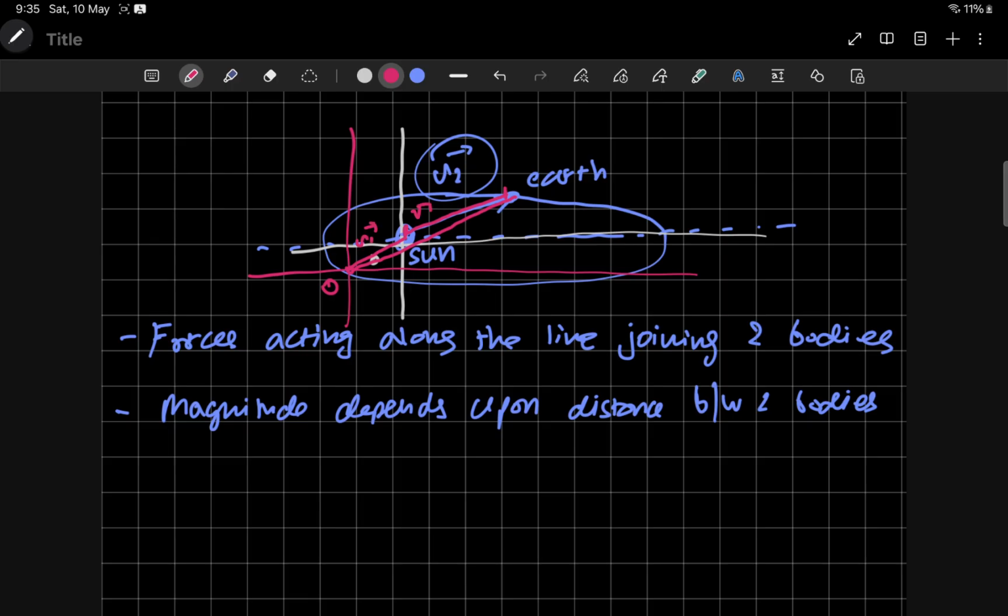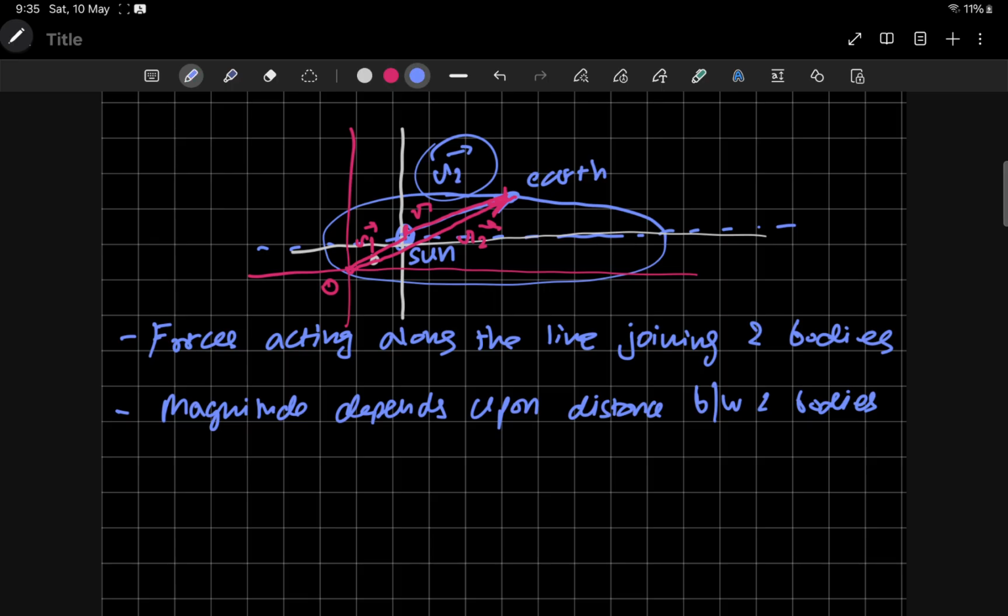So this is R1, the distance from origin to Sun is R1. Distance from origin to Earth is R2, and I can call the distance R1 minus R2, or R2 minus R1, whatever. It all depends on convention. So if I take this vector here, this is r2 minus r1.